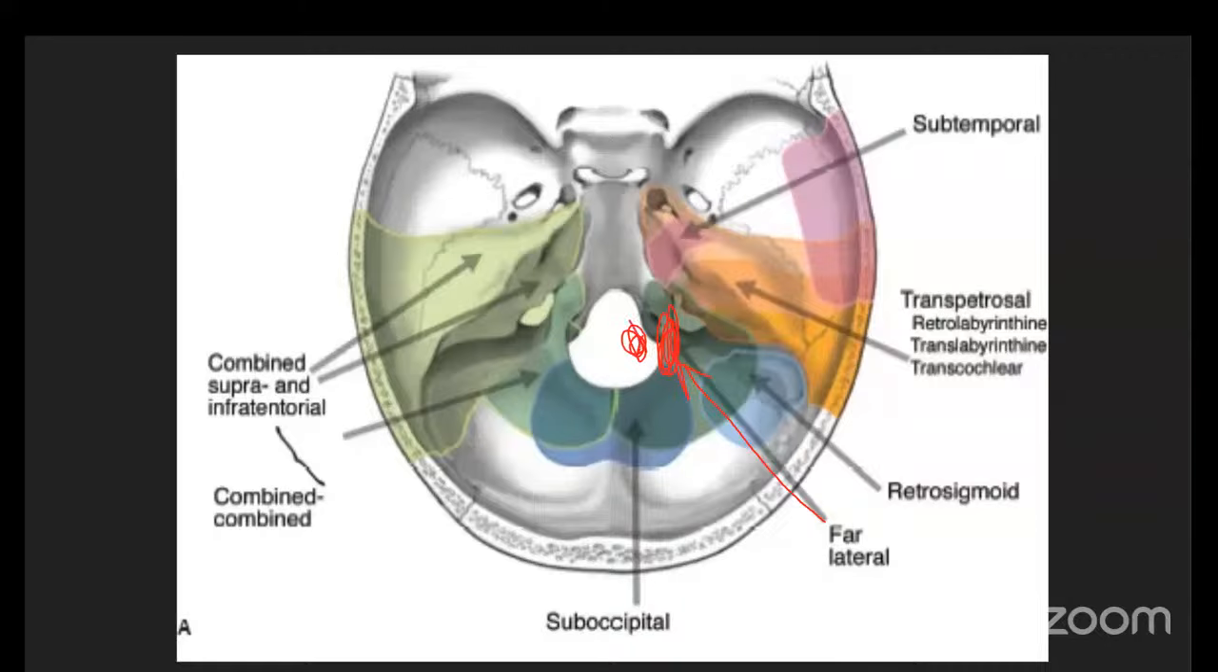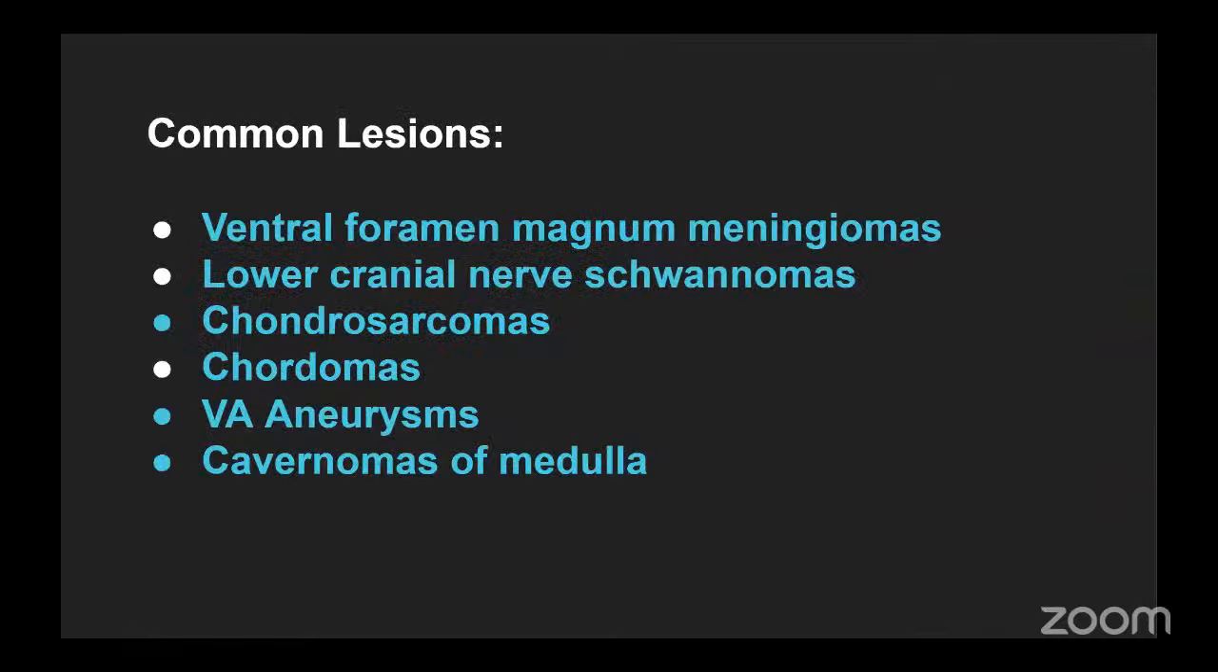You can see all the other approaches where we can access the brainstem. We can use retrosigmoid, we can use transpetrosal, we can also use suboccipital, but let's not go there because we have a lot to discuss today. What are the common lesions? I already told you, ventral foramen magnum meningiomas. If there is a schwannoma of any of the lower cranial nerves, if there is a chondrosarcoma, chordomas, vertebral artery aneurysms. We have cavernomas, like the cavernoma we discussed yesterday.